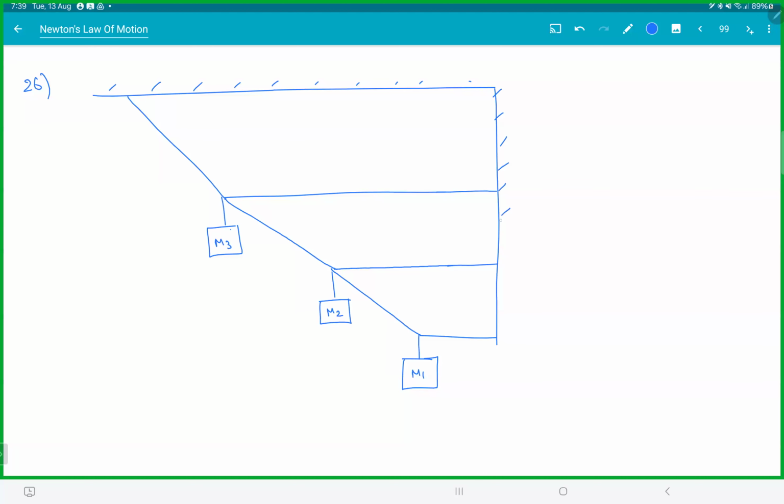So we have a system like this. All these are strings. Blocks M1, M2, M3 are connected by strings. Let this angle be alpha, this angle be beta, and this angle be gamma. I want you to find the tension in the upper string. Gravity is there. Find the tension T in the uppermost string.